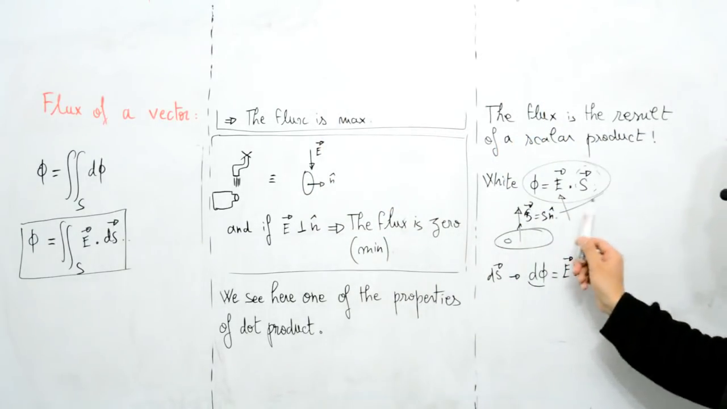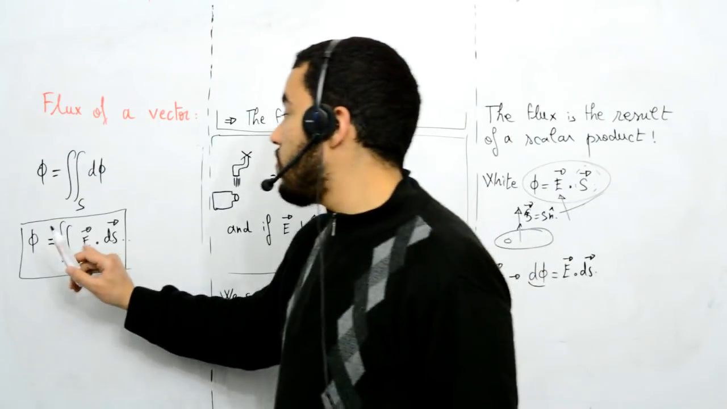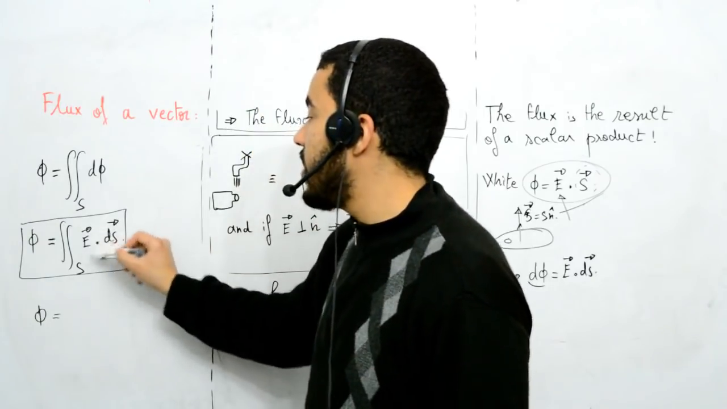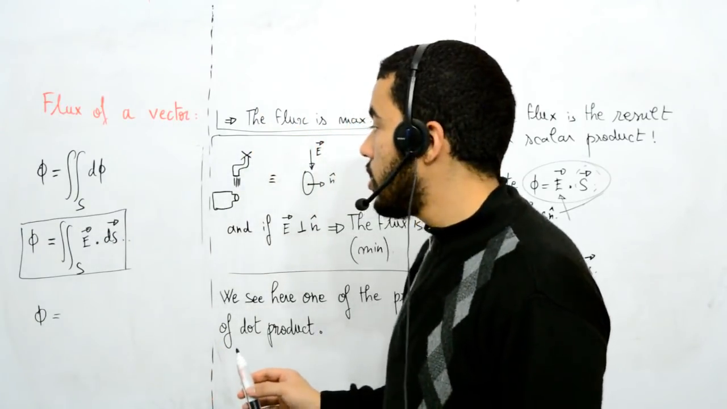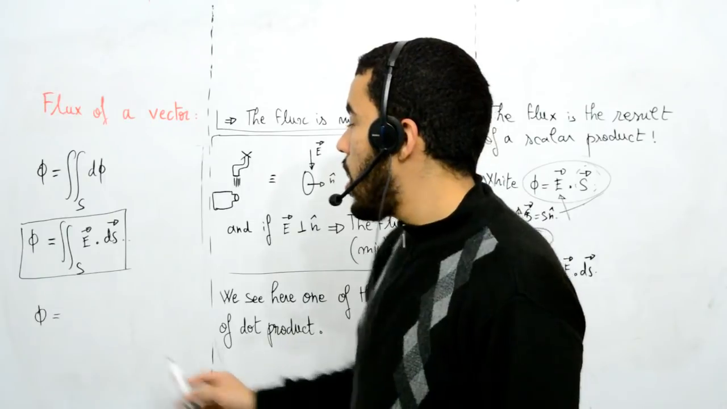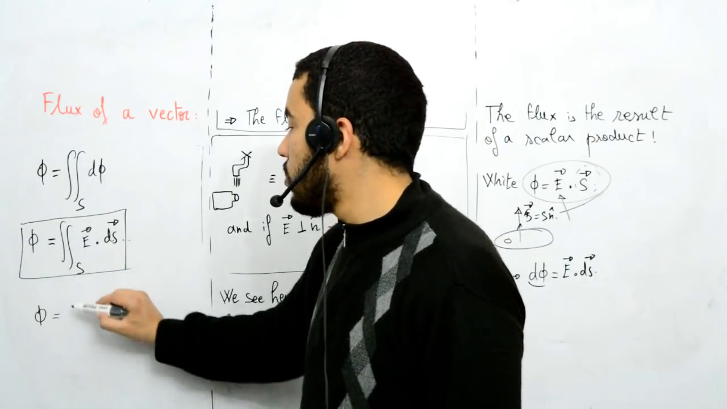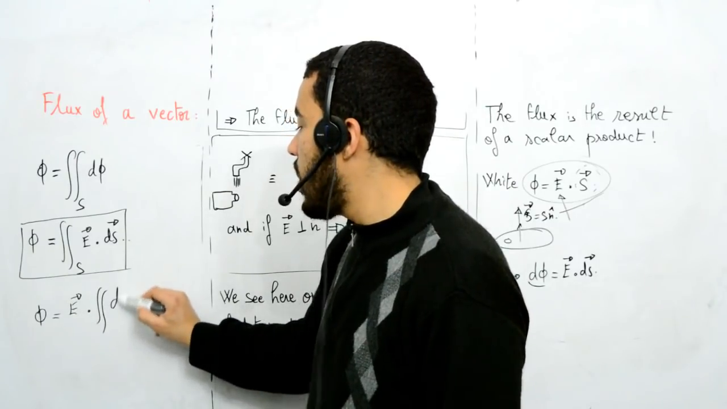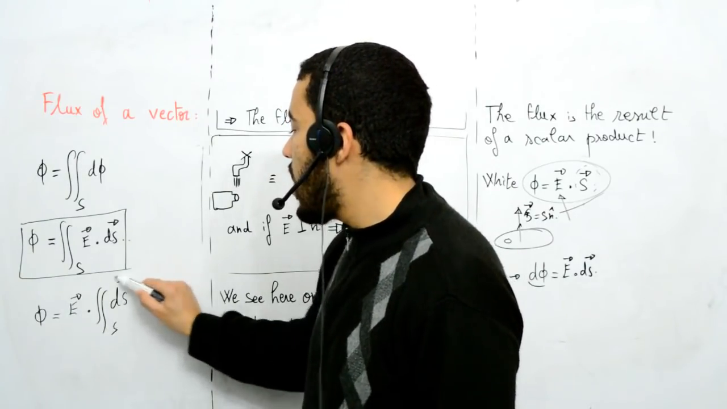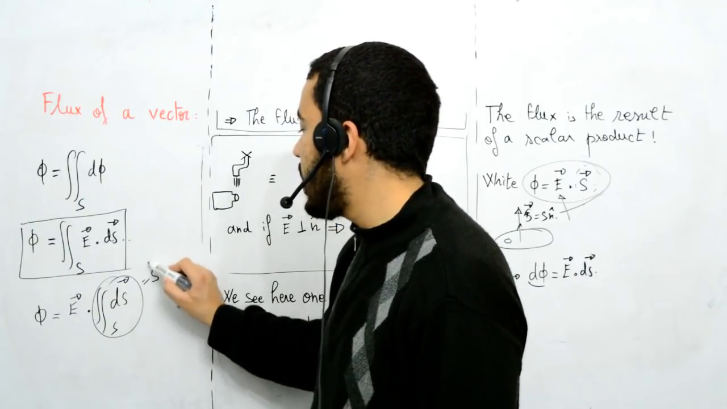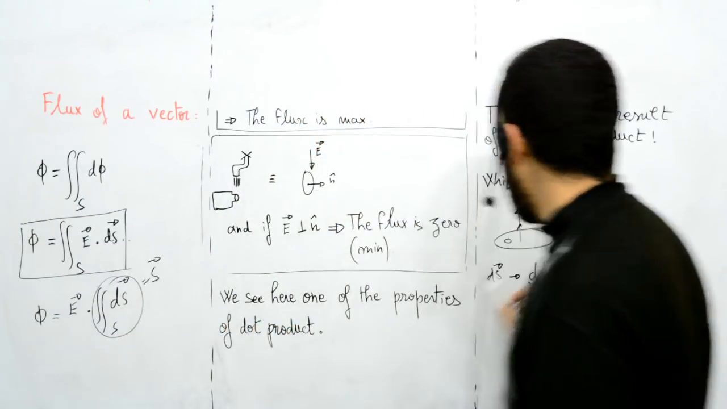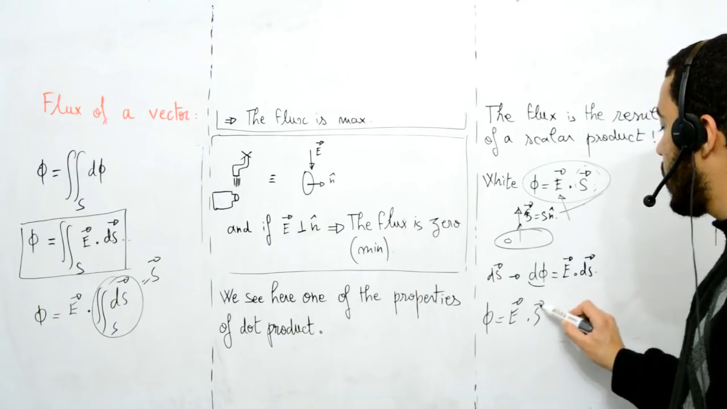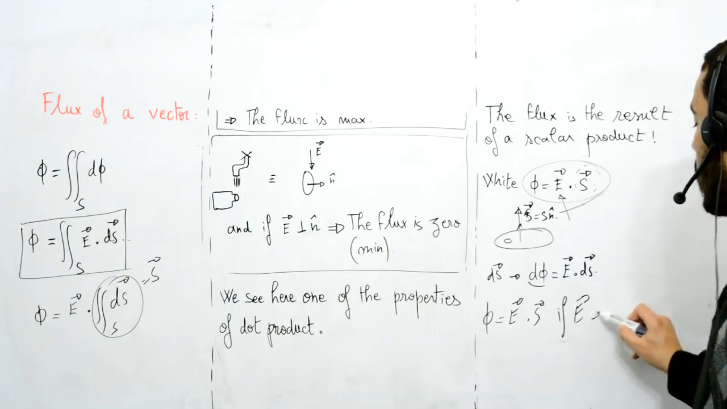In this situation, if E is constant, I can put this E outside of the integral, so I have E dot the double integral of dS, and this double integral is exactly S. So finally, I obtain phi equals E dot S if E is a constant vector.